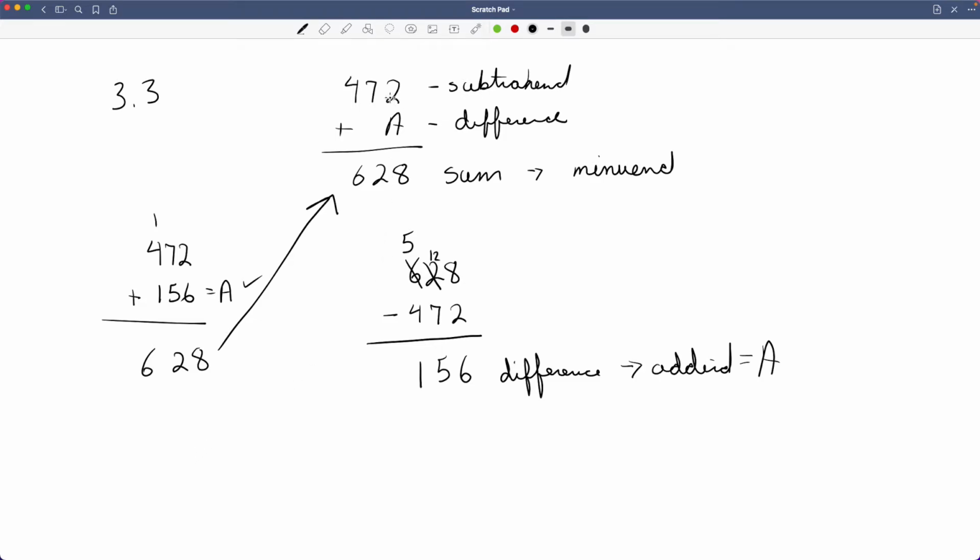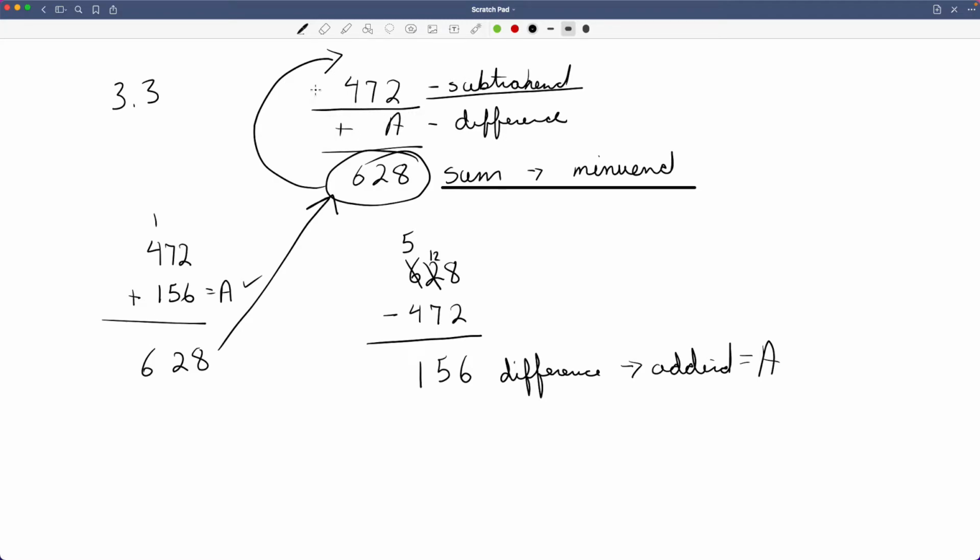And we did that by turning the sum into the minuend and turning the addend that we knew into the subtrahend, and that allowed us to find A. All you're really doing is taking this number and moving it to the top, drawing a line, and making this subtraction. That's all you're doing. You're taking the sum, moving it to the top, rewriting it as a subtraction problem with this first number that we know, and then finding the difference, and the difference becomes the other addend in the problem. Let's try another one.